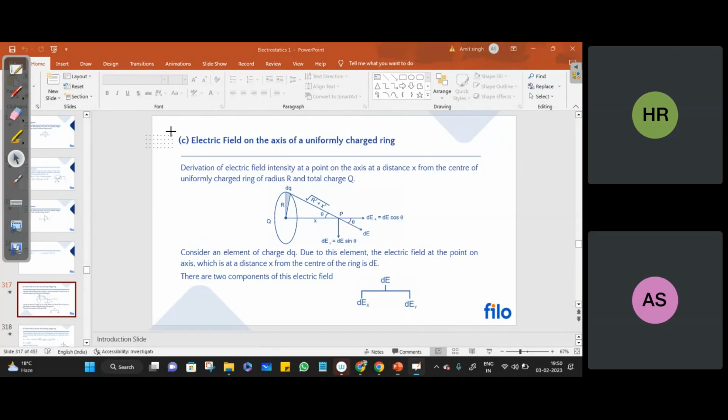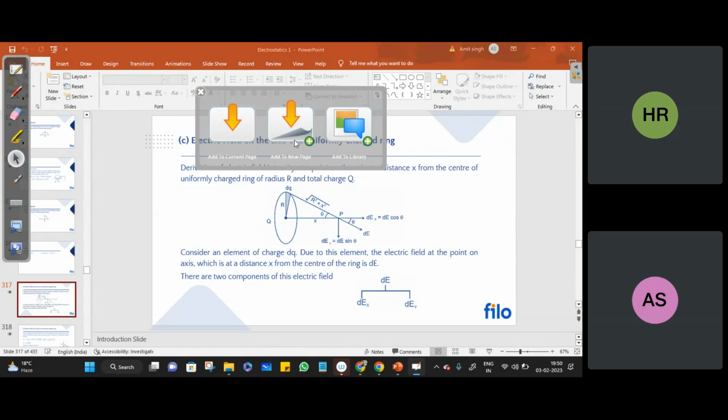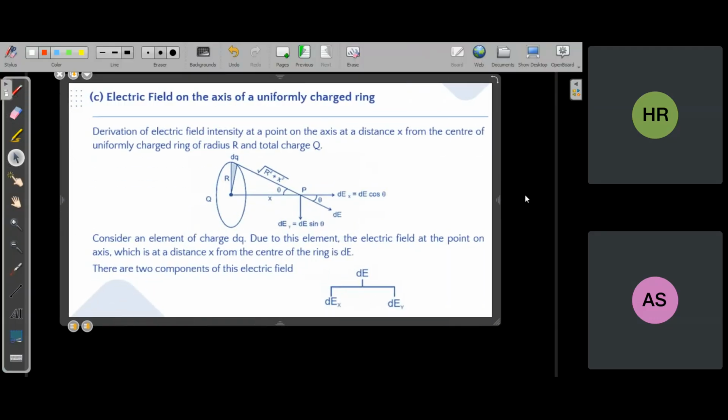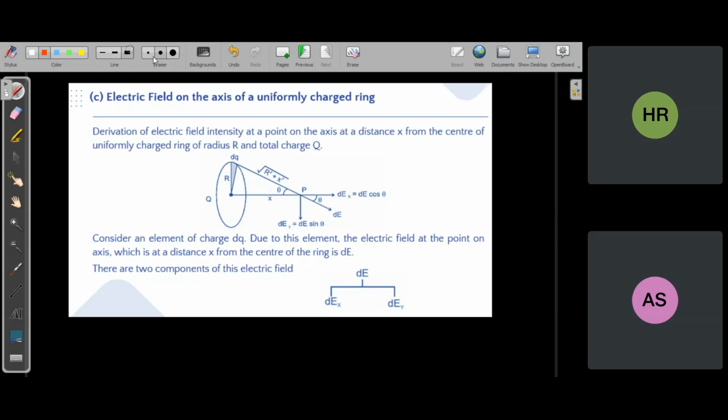Okay, in the same way, now you have to find the electric field intensity due to a charged ring on the axis of the ring. So in this derivation, again the same process. On the ring, you will select a very small element, a very small part of the ring, and then because of this element, what will be the electric field at this point P? Let's say dE is the electric field. Then it will have two components here: dE cos theta and dE sine theta.